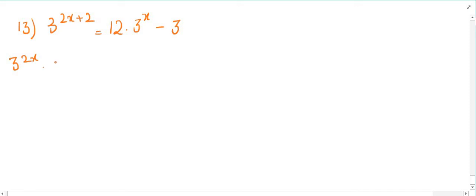13. This is 3 to the 2x plus 2. This is also an exponential equation. First separate the exponents.